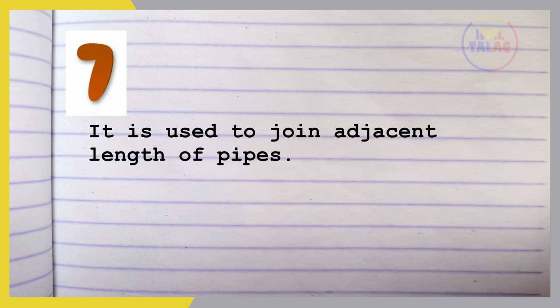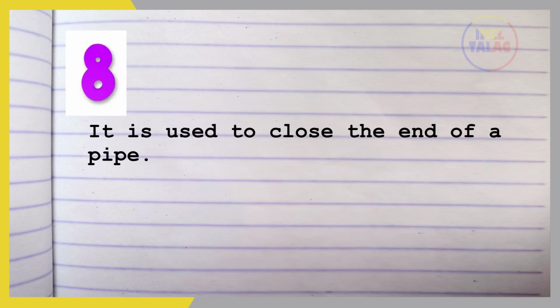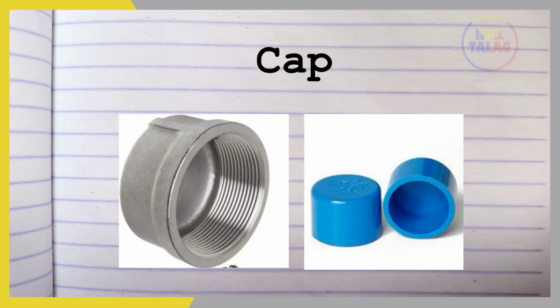Number 7. It is used to join adjacent lengths of pipes. The answer is pipe fittings. Number 8. It is used to close the end of a pipe. And the answer is cap.